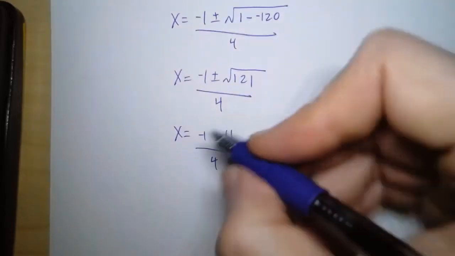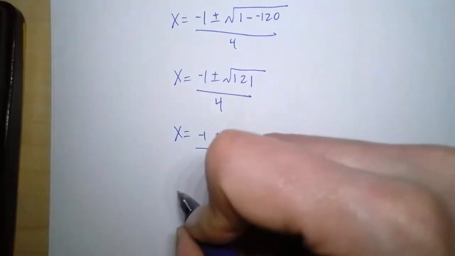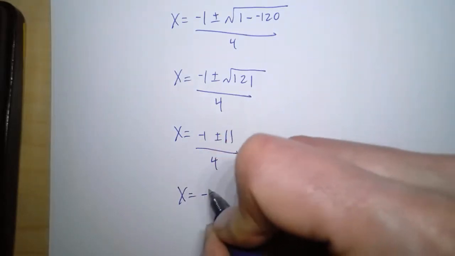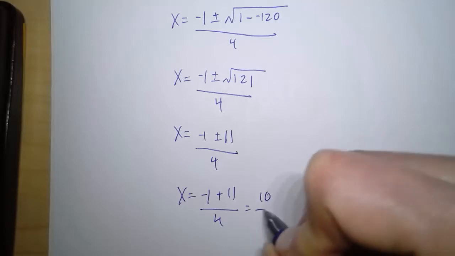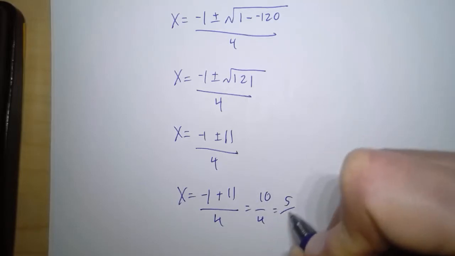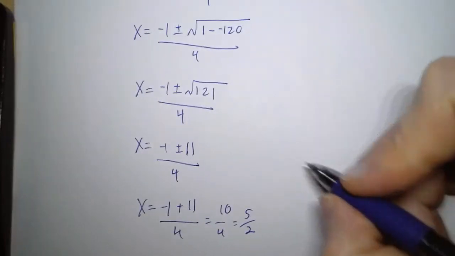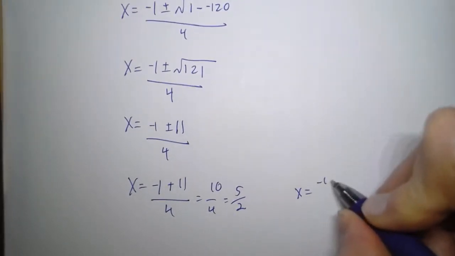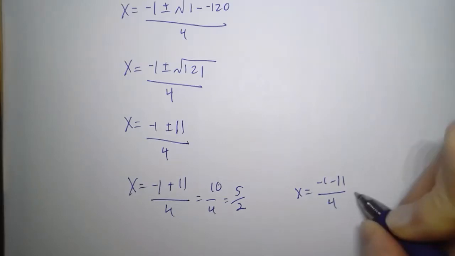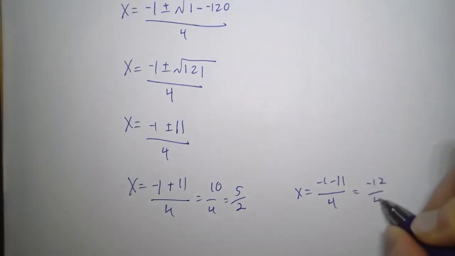So what do we get? Well, now we have to split this up. And so x equals negative 1 plus 11 over 4, which is 10 over 4, which is 5 halves. But x also equals negative 1 minus 11 over 4, which is negative 12 over 4, which is negative 3.